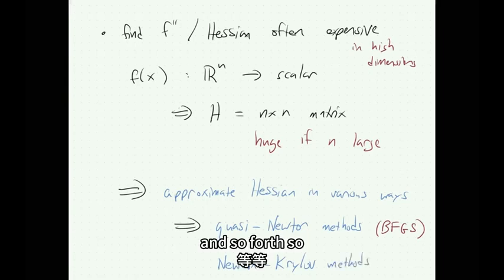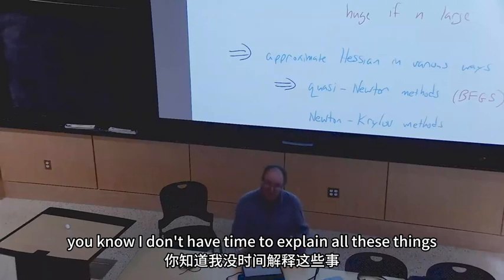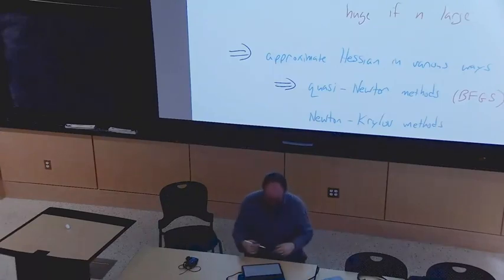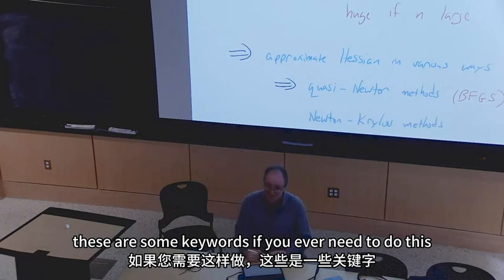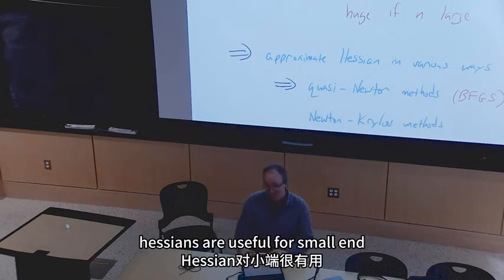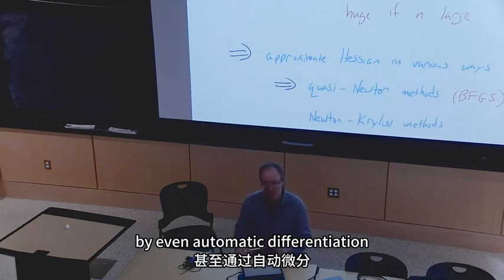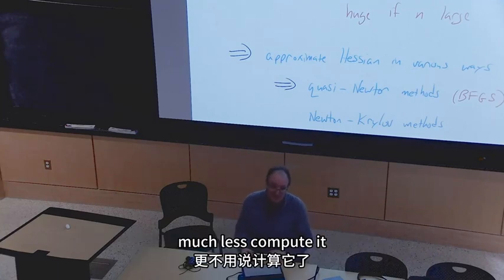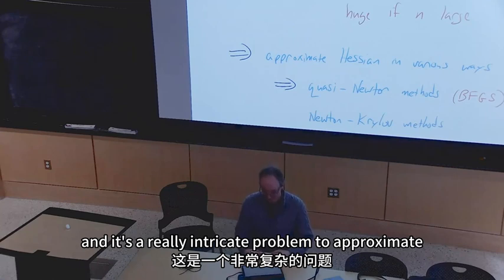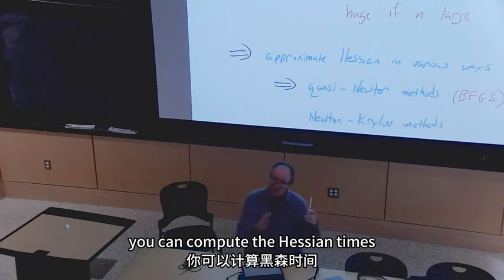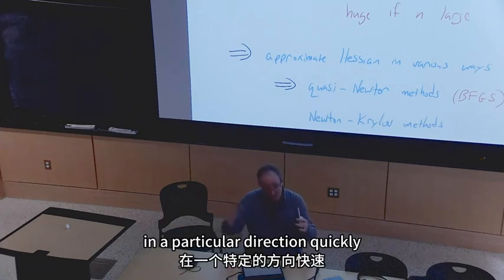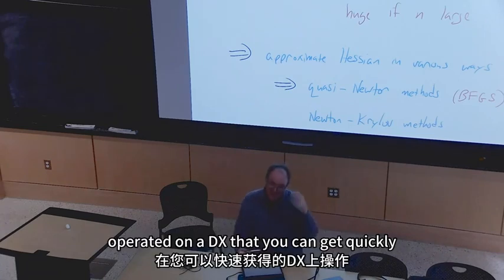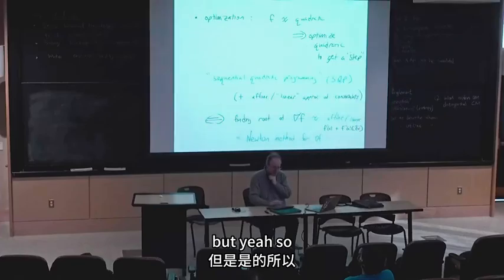Right, and so forth. I don't have time to explain all these things, but these are some keywords if you ever need to do this. So, Hessians are useful. For small n, you can compute them explicitly, and even automatic differentiation can get Hessians for you. But for big n's, you can't even store it, much less compute it. So there are ways to approximate Hessians, and it's a really intricate problem, or you can compute the Hessian operated on a direction dx quickly, that you can get quickly. Yeah, so.